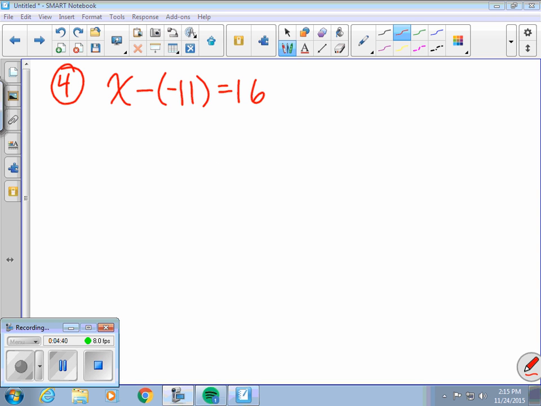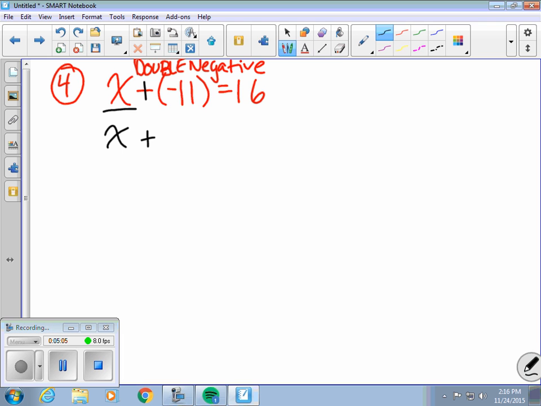The last special case that I have for you is when you have a double negative. We want to take those and get rid of that double negative. And so I can use keep, change, change. If I keep the x, I change that to a plus, I change the sign of the 11, so that now becomes a positive 11. X plus 11 equals 16, and you can solve that from there.